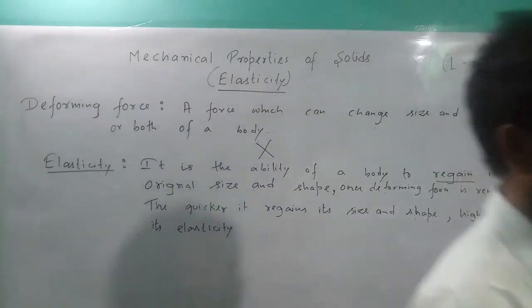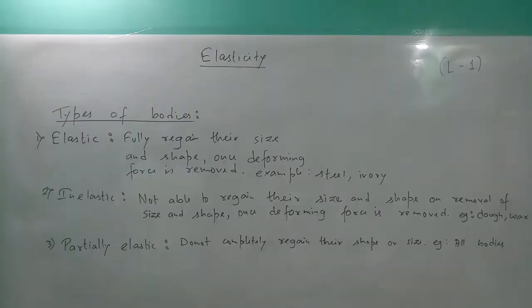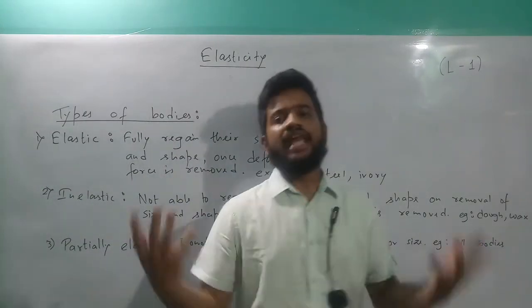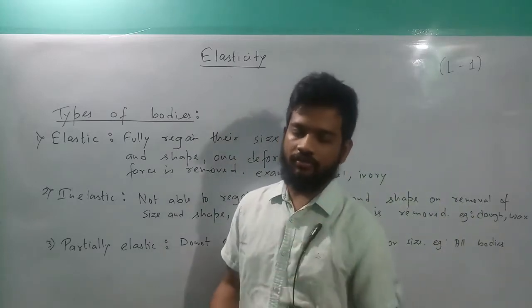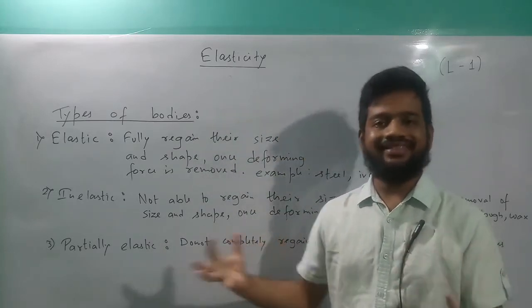Kindly note down whatever is written on the board. The next topic is types of bodies. So what are the types of bodies we have? We have three types of bodies based on their elastic behavior.